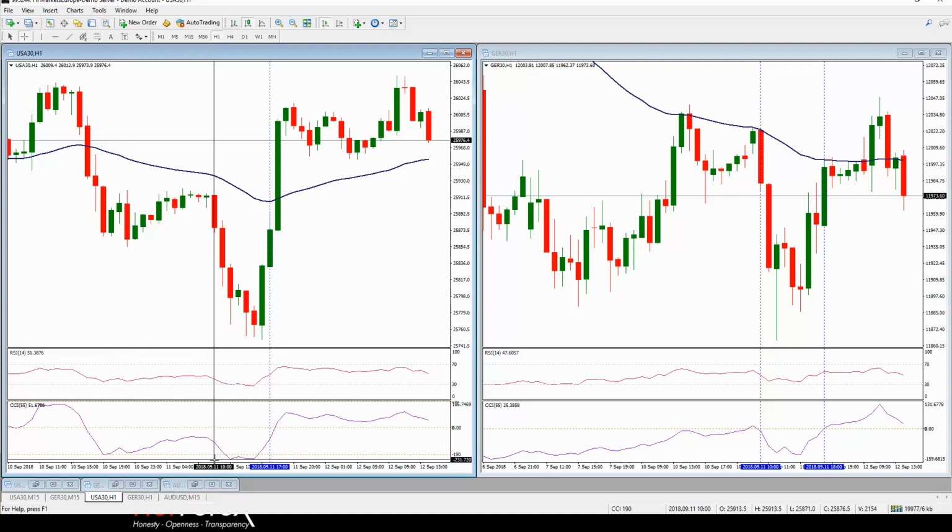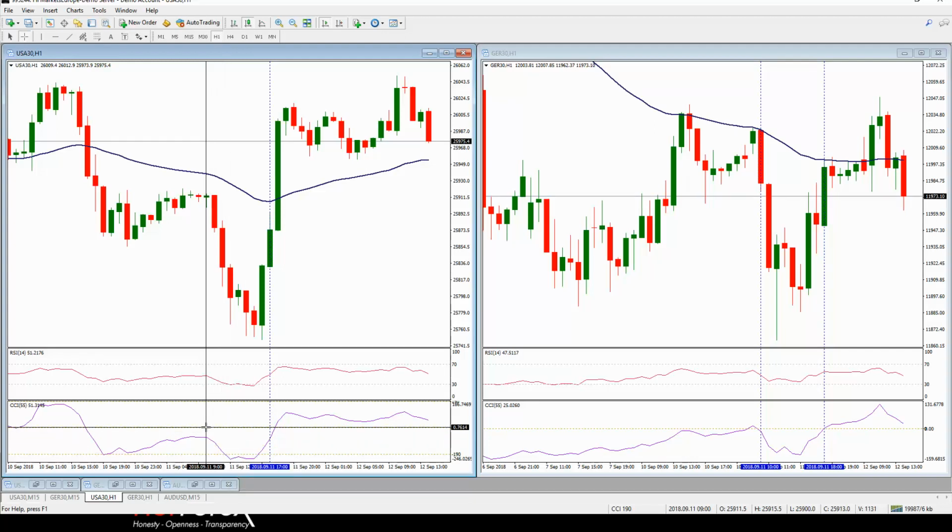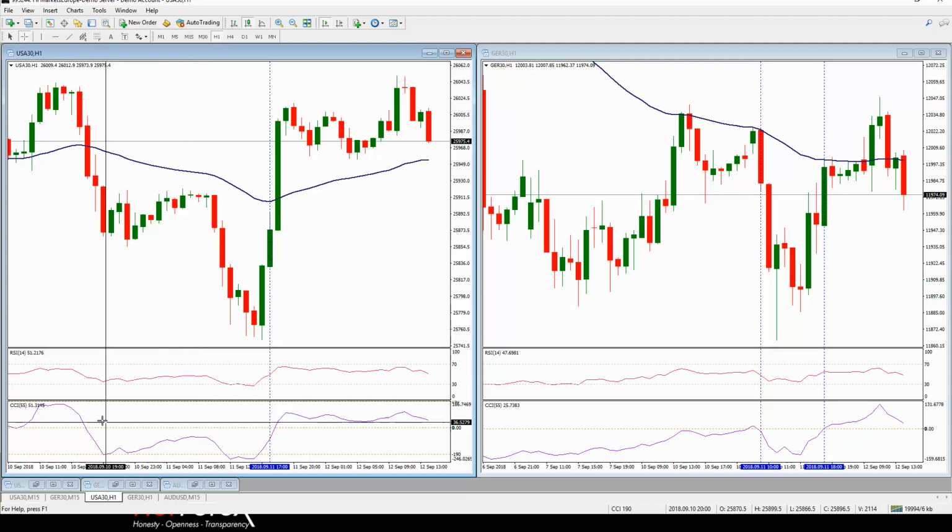So nothing's really happened for us on this one. Here we've dipped under, so this is suggesting it might go further down because we've rejected the midline. Sorry, something I forgot to say: the zero line with CCI adds to the momentum. So here we've gone long.